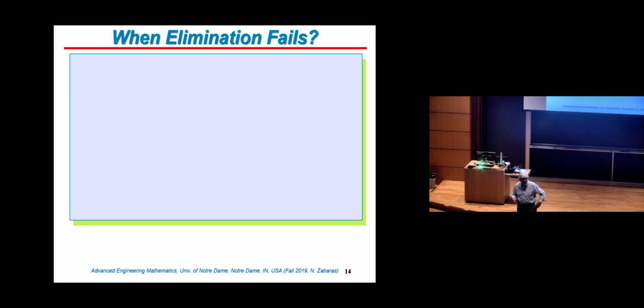But if it happens that one pivot is 0 and everything below that pivot is also 0, then you're doomed, right? There is nothing to exchange with. And we will actually see examples that are like that.